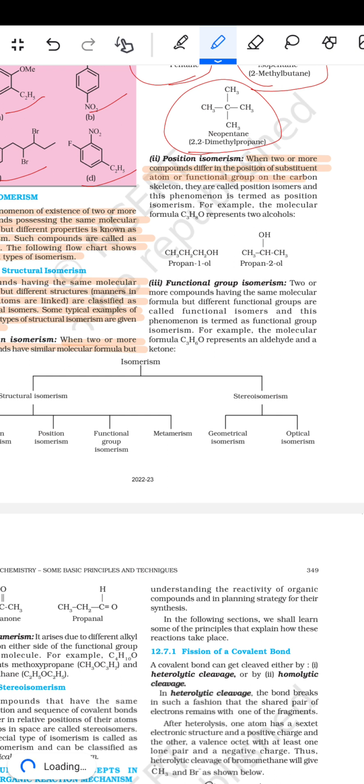atom or functional group on the carbon skeleton, they are called position isomers, and this phenomenon is termed position isomerism. For example, the molecular formula C3H8O represents two alcohols, तो प्रोपेन 1 ओल का ये हो जाएगा और प्रोपेन 2 ओल तो यहाँ पर आ जाएगा. अब आता है ये दोनों है जो पोजीशन आइसोमेरिज्म है. फिर आता है फंक्शनल आइसोमेरिज्म.